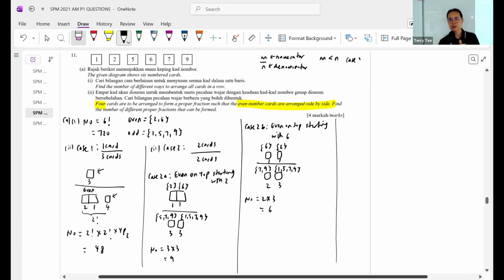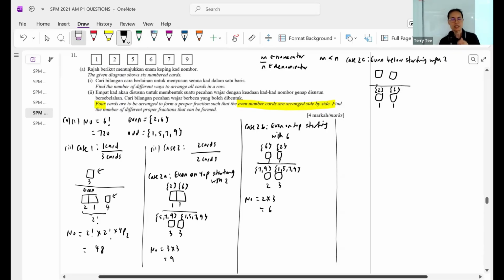Okay, case number 2C. Again, you can call it case 2, case 3, case 4, whatever. Then later we add together. Okay, this one we say even below, starting with 2, because even number is the one that determines everything, right? So I put here, this is even below, starting with 2, ending with 6. This one is one way.